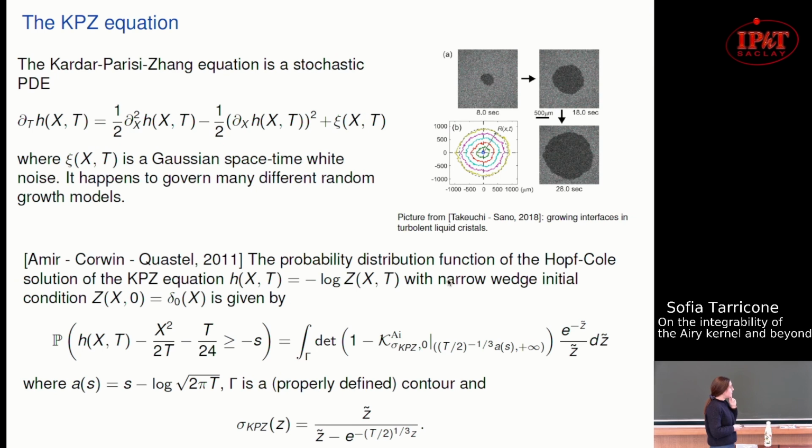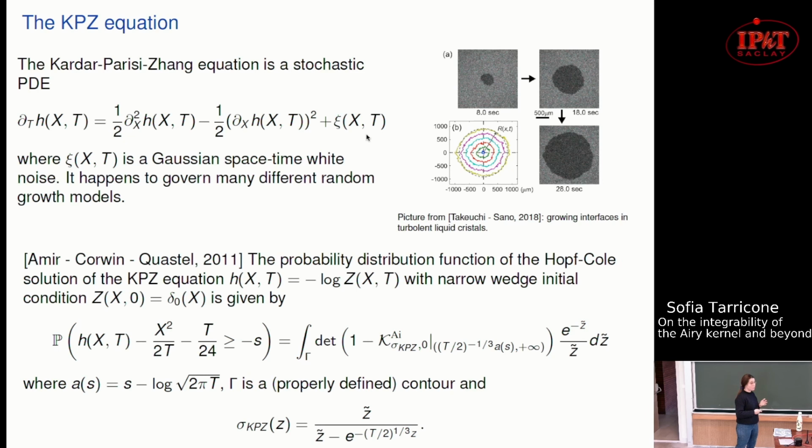And well, this finite temperature kernel and its Fredholm determinant, which now depends also on the function sigma, appeared maybe not for the first time, but for sure that was the time where it became a popular object, as the F of s that we saw before is in connection with the Kardar-Parisi-Zhang equation. Now, this Kardar-Parisi-Zhang equation is a stochastic PDE that is written here. You have a height function h that depends on both a spatial variable and a time variable, and it is perturbed by Gaussian space-time white noise that is here. And it turned out that this stochastic PDE happens to govern many different random growth models.